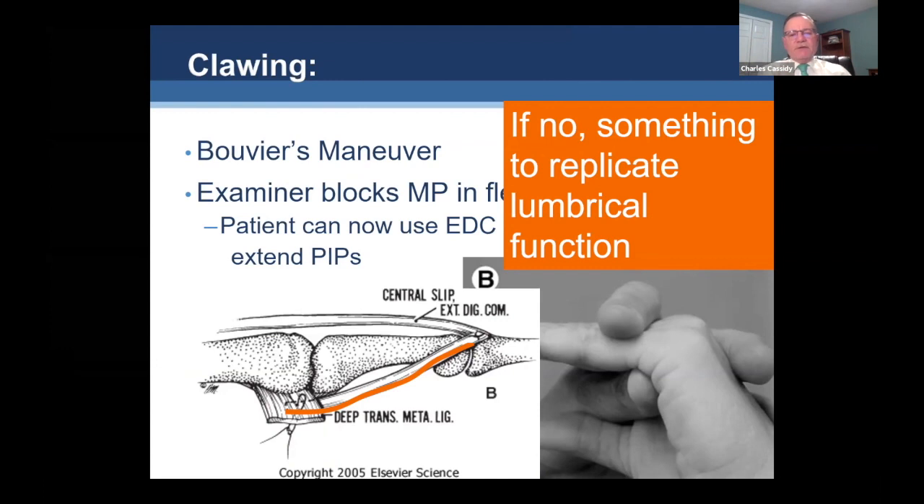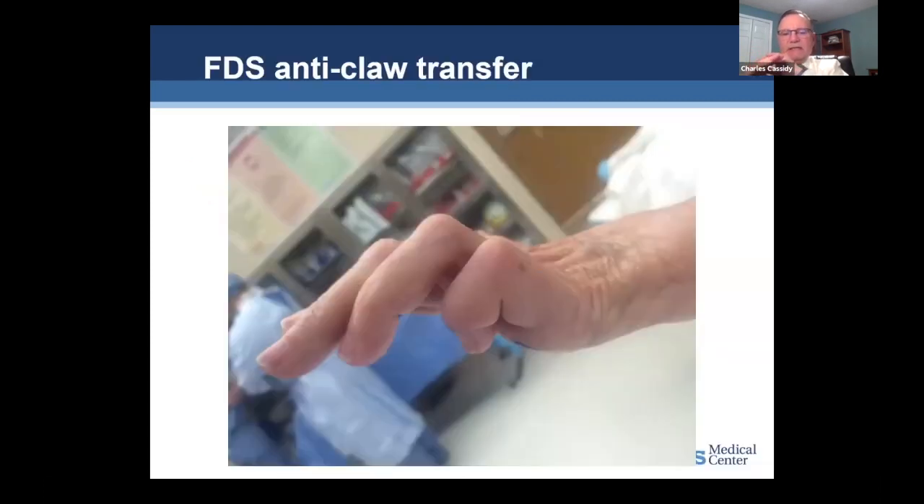If you took, for example, a free tendon graft and you sewed it from the deep transverse metacarpal ligament, volar to the axis of rotation of the MP joint, and then sewed it to the central slip, so that's dorsal to the axis of rotation of the PIP joint, as the patient extends the MP joints passively, since they're now linked, that will extend the PIP joints.